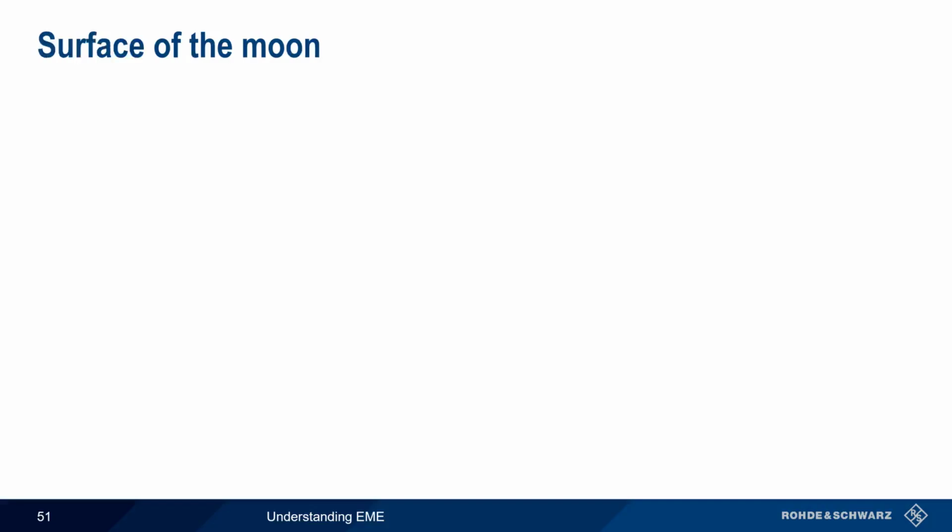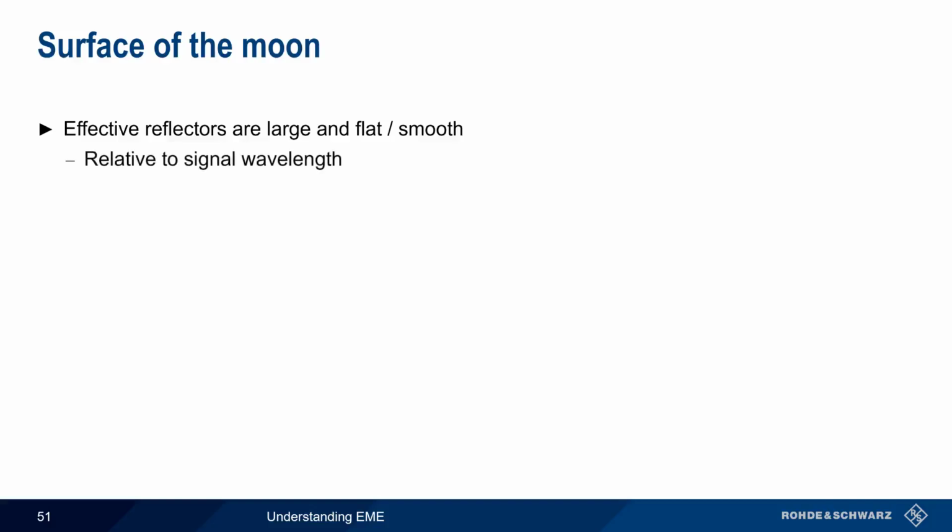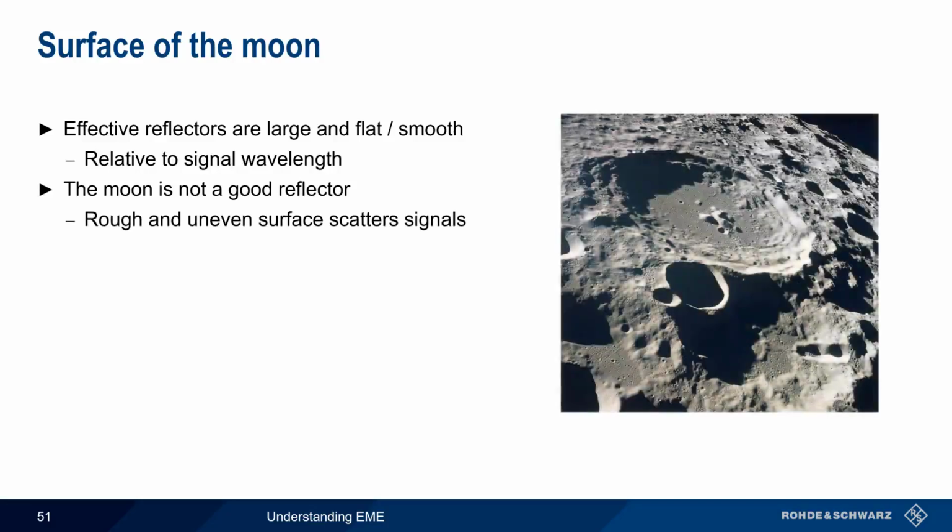The surface of the moon also plays a role in EME communications. As we discussed in the section on reflections, an effective radio frequency reflector should be large and flat, or smooth, where large means large relative to the wavelength of the signals. Although the moon clearly meets the size requirement, it's not a particularly good reflector due to its rough and uneven surface. And as we know from our earlier discussion of scattering, the moon's surface will therefore scatter, rather than reflect, most of the signals reaching it.